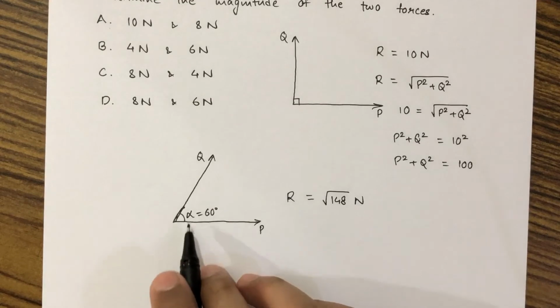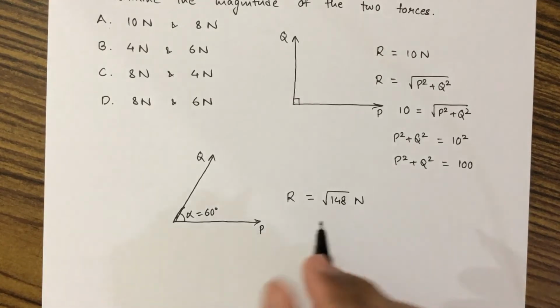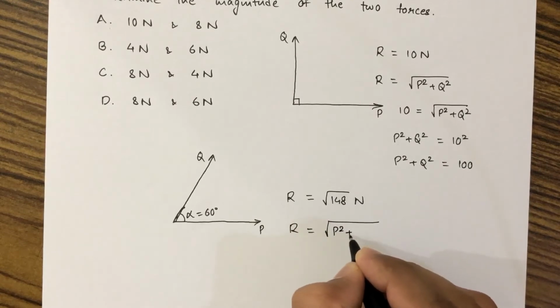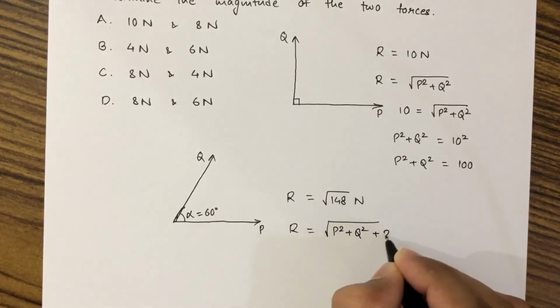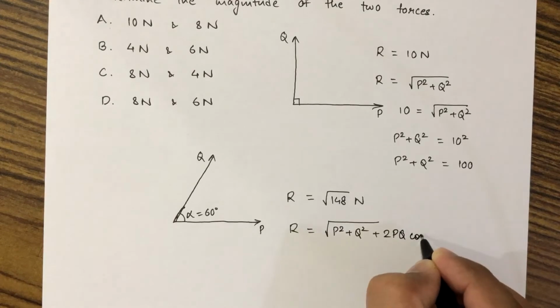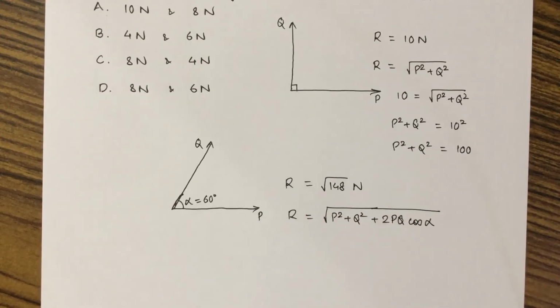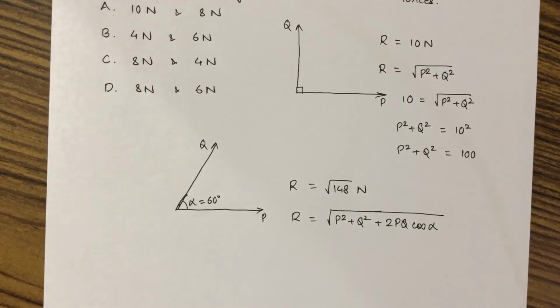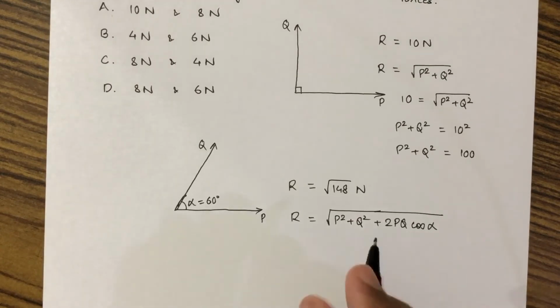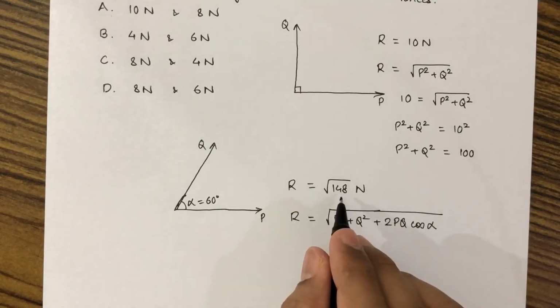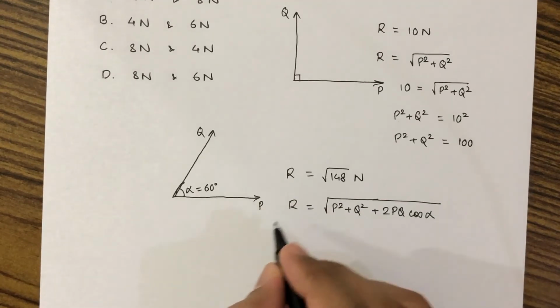But the actual formula for resultant is given as R is equal to square root of P square plus Q square plus 2PQ cos alpha. This is the basic formula for finding the resultant from the law of parallelogram of forces. Now here this value of resultant is root 148, so we can substitute this over here.